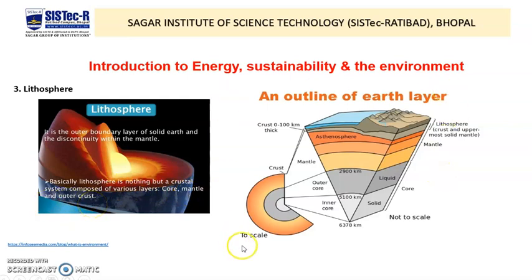In this diagram we can see an outline diagram of the earth's layers. Last 2 blocks represent core and 1, 2, 3, 4 represent mantle and first 2 represent lithosphere, crust of the lithosphere and most solid mantle.